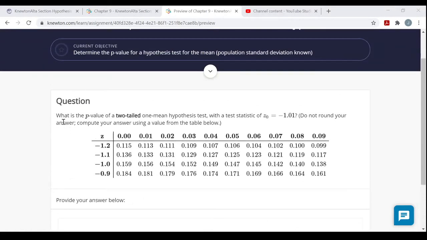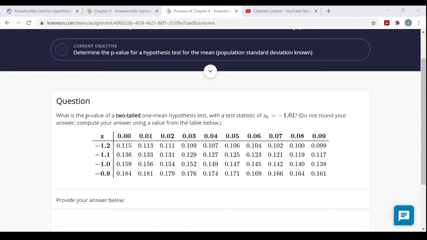We're asked here simply, what is the p-value of a two-tailed one-mean hypothesis test with a test statistic, a z-score for your sample mean? The z-score of your sample mean is negative 1.01. And it says do not round your answer, compute your answer using a value from the table below.